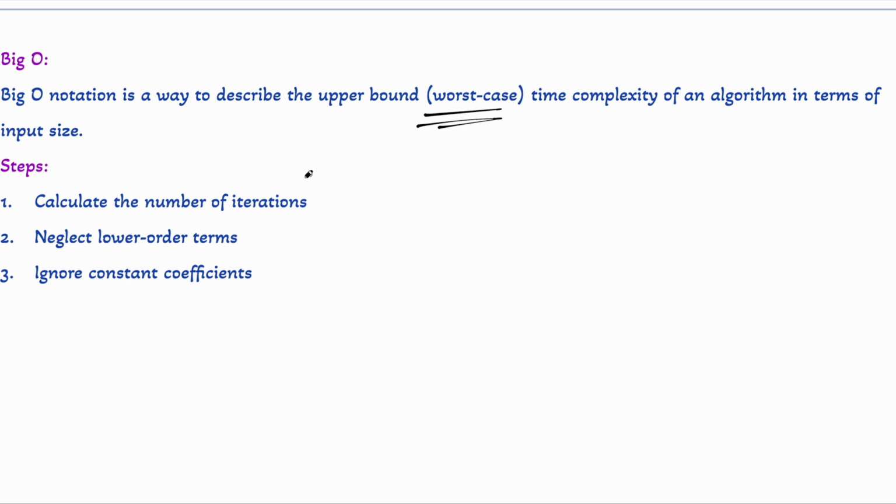So in order to find out the big O notation of any algorithm, we first find the number of iterations, as we have seen in the previous examples, and we neglect the lower order terms from the number of iterations. So let's say if we have n square plus n, we will ignore the lower order term, and this will become n square only as the big O notation.